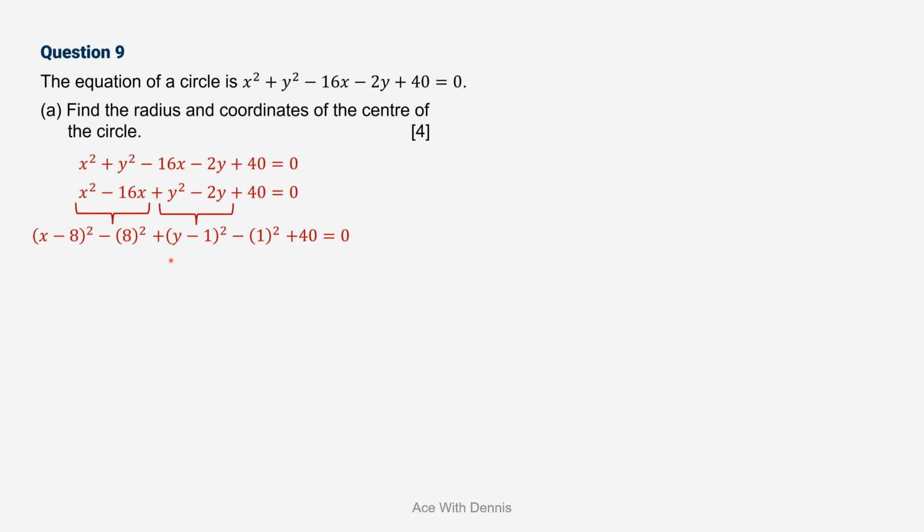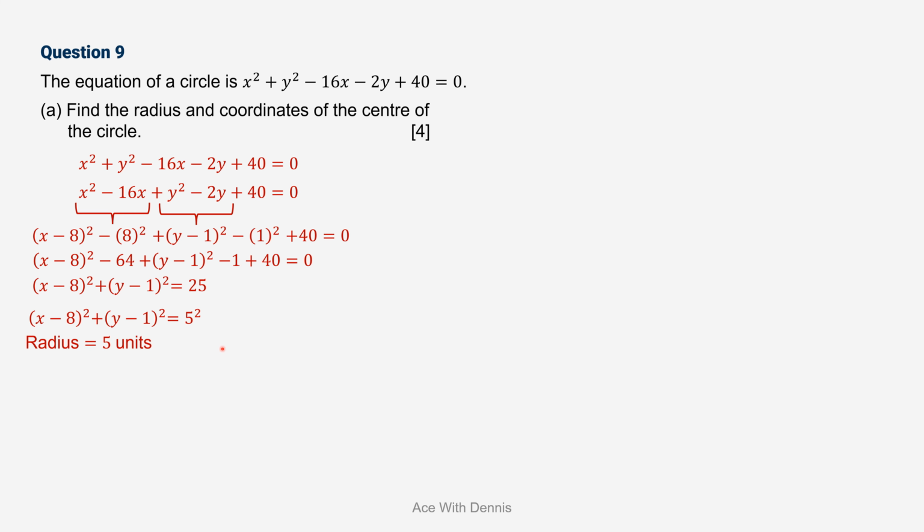So the next step is to simplify everything here. We'll have (x minus 8) squared minus 64 plus (y minus 1) squared minus 1 plus 40 equal to 0. Okay, simplify further: (x minus 8) squared plus (y minus 1) squared equals 25. So 25 is 5 squared, which means that the radius is 5 and the coordinates of the center are (8, 1). This comes from here, the 8 comes from here, the 1 comes from here.